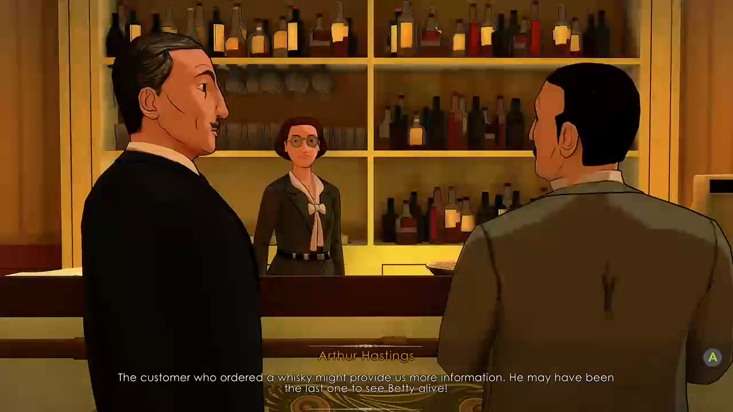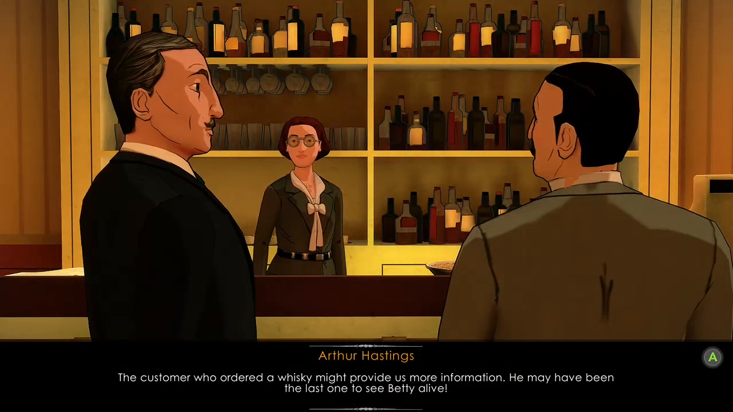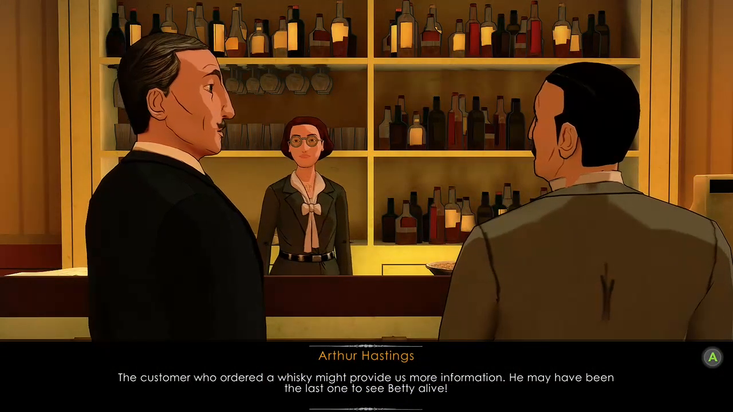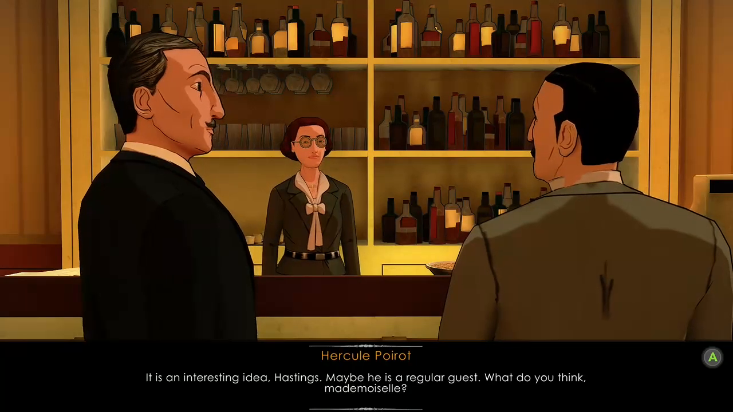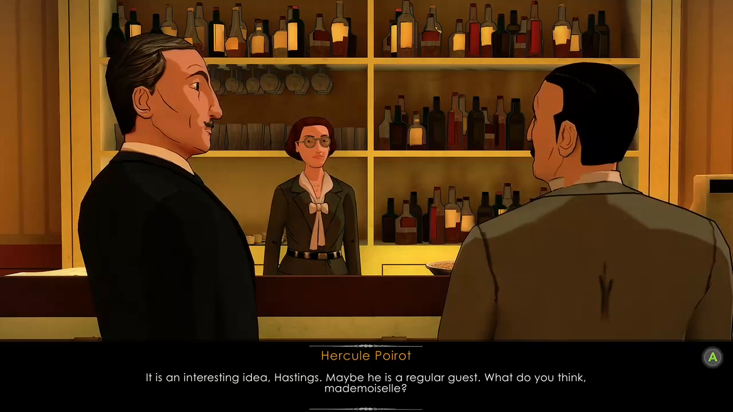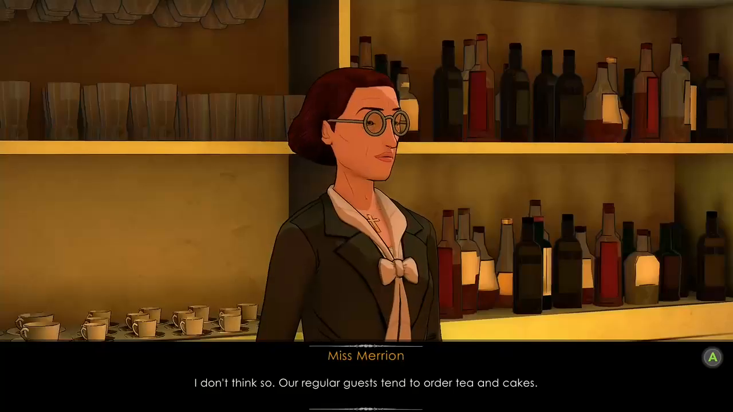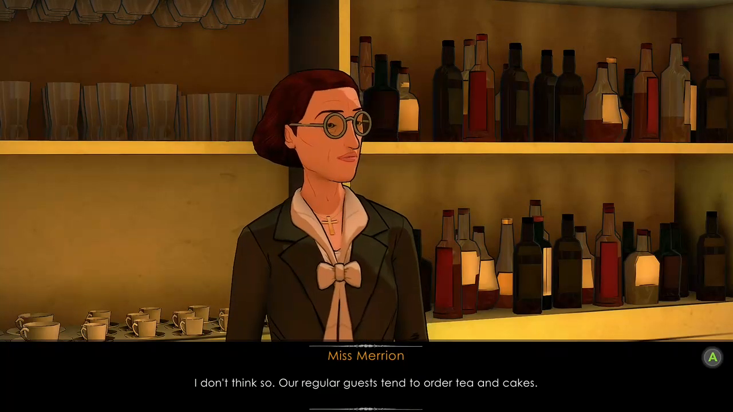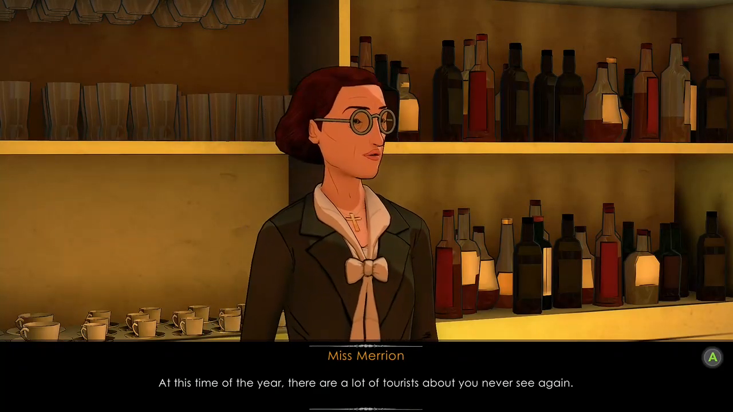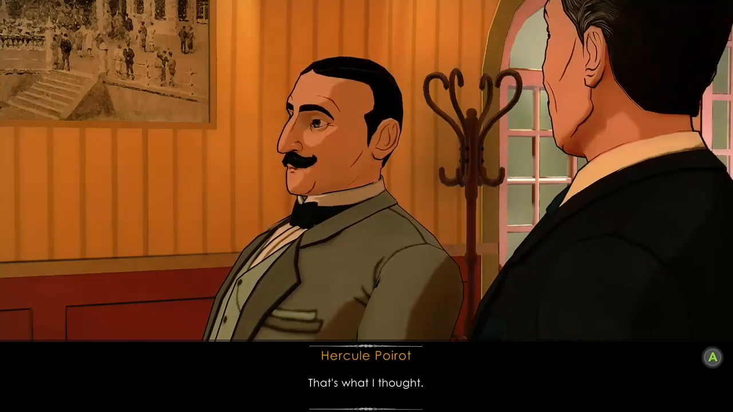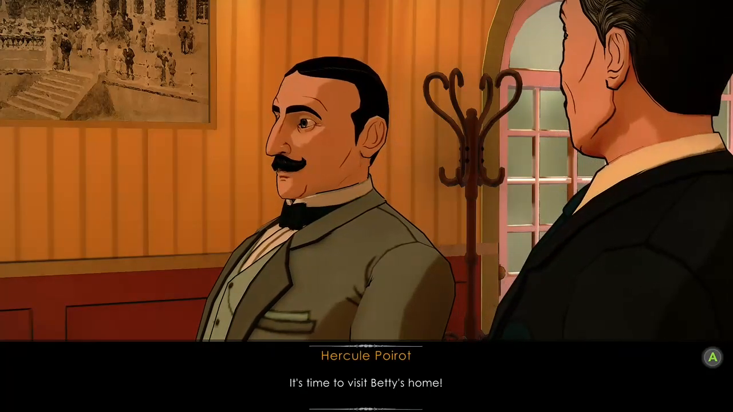The customer who ordered the whiskey might provide us more information. He may have been the last one to see Betty alive. Maybe he is a regular guest. What do you think, mademoiselle? I don't think so. Our regular guests tend to order tea and cakes. At this time of year, there are a lot of tourists out. So whiskey drinkers you never see again. That's what I thought. Time to visit Betty's home.